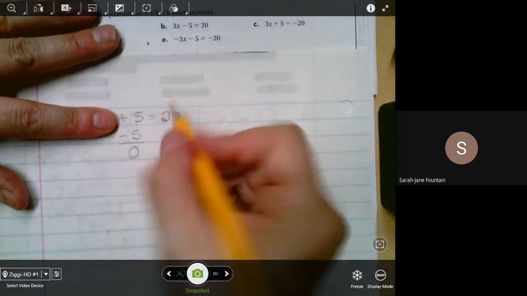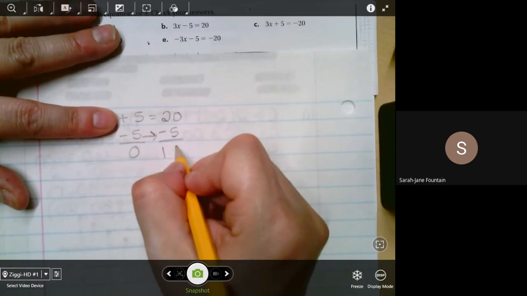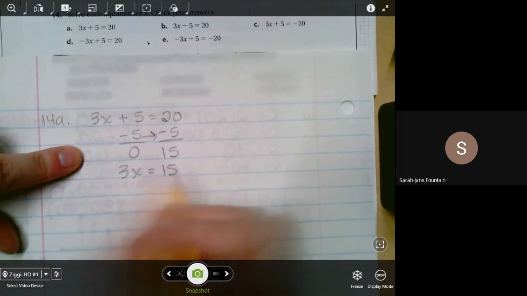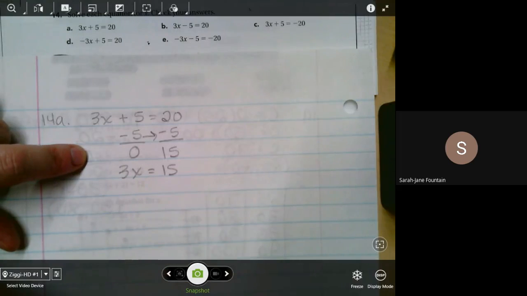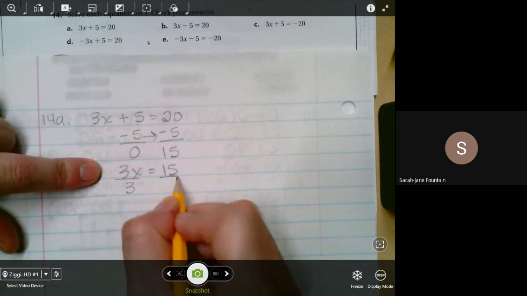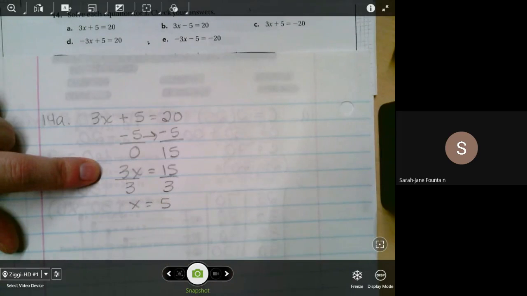So that gives me a 0. But what I do on one side, I have to do to the other, which gives me a 15. So now I have 3x equals 15. Well, this is telling me that 3 and x are being multiplied together. What is the inverse operation of multiplication? Division. So when I have a 3x, I'm going to divide by 3, and that gives me a 5. X equals 5.